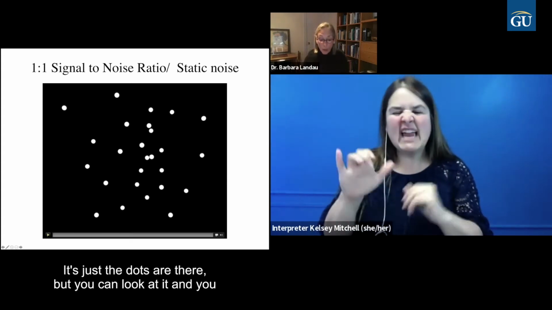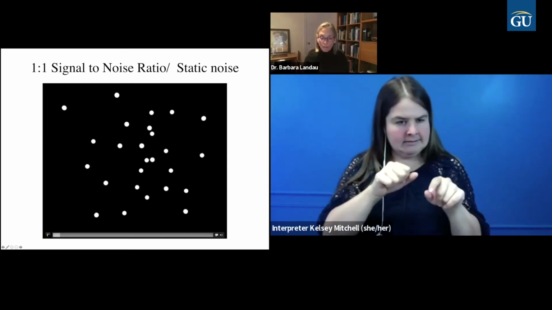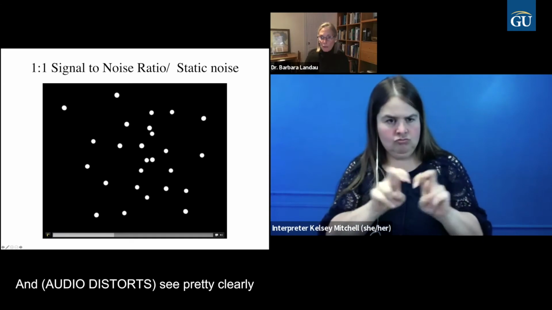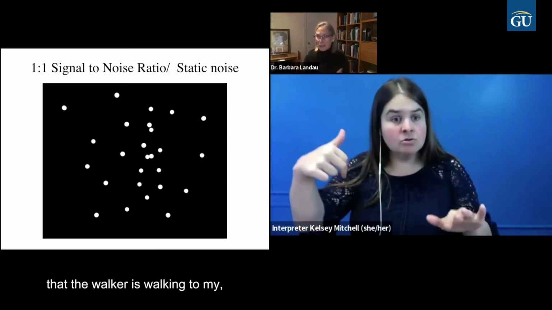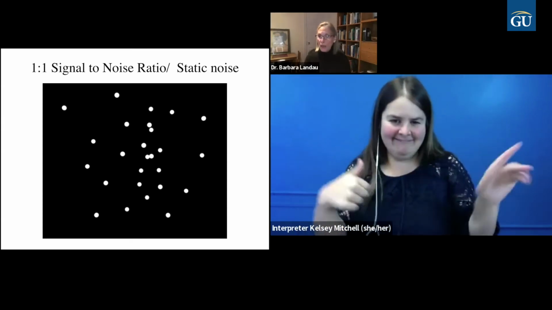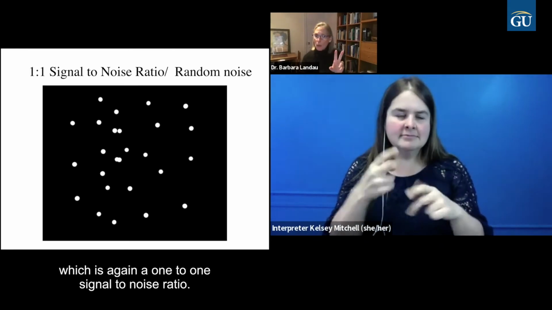It's just the dots are there, but you can look at it and you can guess which way the point light walker is walking. And probably everyone can see pretty clearly that the walker is walking to my left. It should be to the viewer's left. Okay, pretty easy.